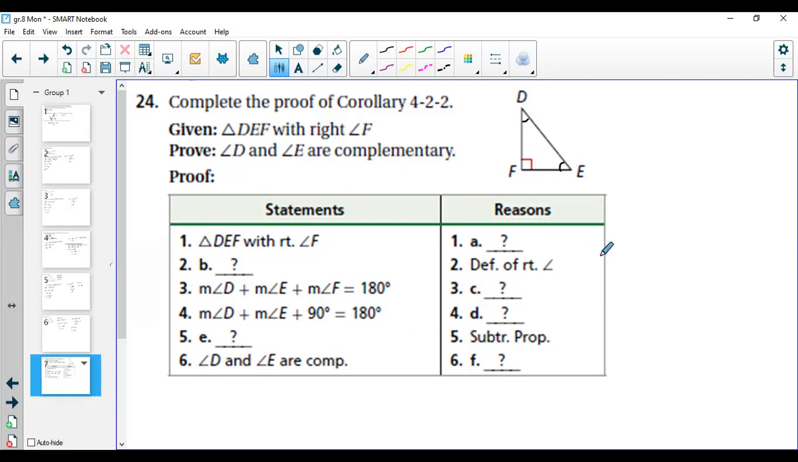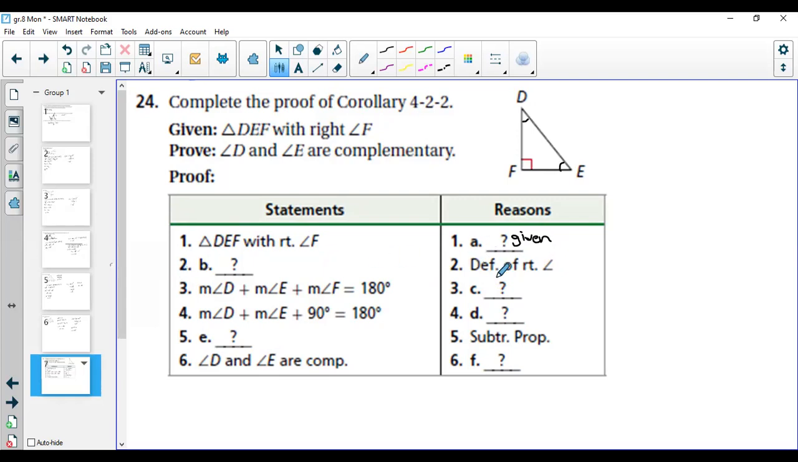So this is how you draw a proof table. It's called the T table, a two-column table. So starting with what they have given us: triangle DEF with right angle F. Now look at this. If they have given any information for you, you just have to write there, given. So triangle DEF with right angle F is already given.